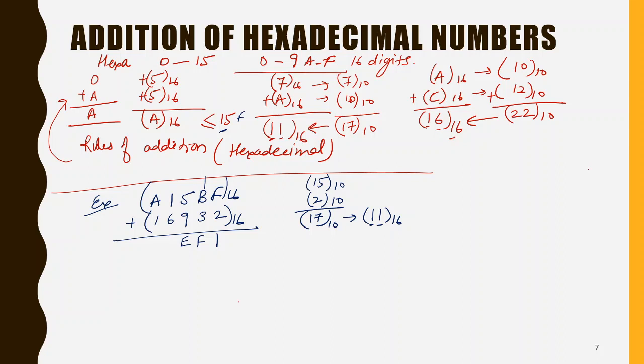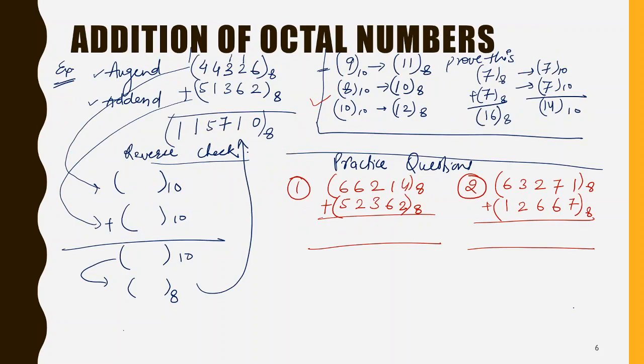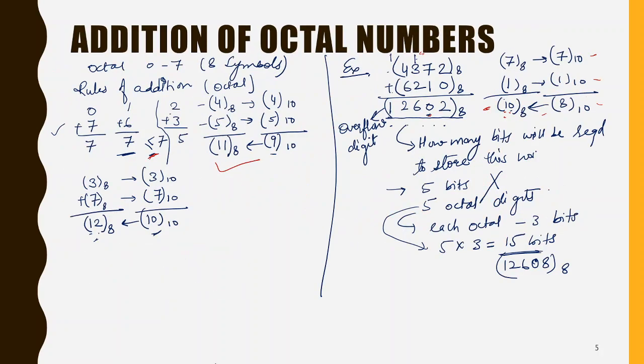That is less than 15, so you can write it directly. 6 plus 1 is 7. That is not a problem. A plus 1 is simply B. So this will give you the hexadecimal result of addition. Fine. So this is how you perform hexadecimal addition.